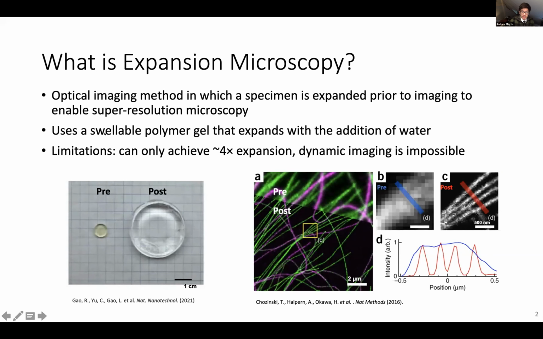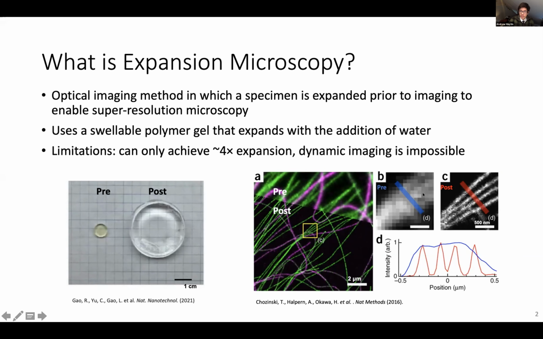Expansion microscopy uses a swellable polymer gel that expands when we add water. And this is what it looks like on the bottom left. You can see, comparing the pre-swollen gel to the post one, it expanded about 4 times. However, the limitations are that the maximum expansion it can achieve is around 4 times, and you can't get dynamic imaging, which means you can't get video of the sample expanding.